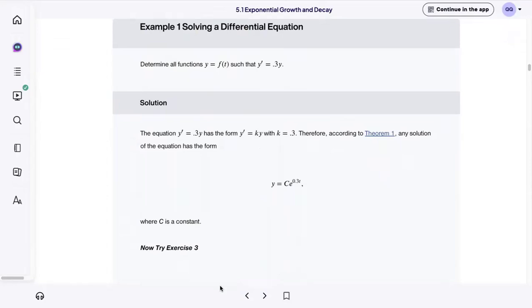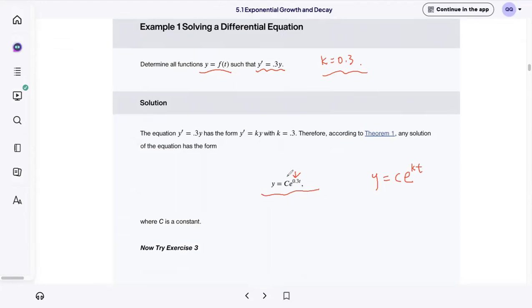So let's see this example. We want to determine all functions y equals f of t such that y prime equals 0.3y, right? So k equals 0.3. Remember, we need to make a mental note: y equals c e to the kt. In this case, k equals 0.3, so we just substitute k with 0.3. So we got y equals c, some number, multiplied by e raised to 0.3t.